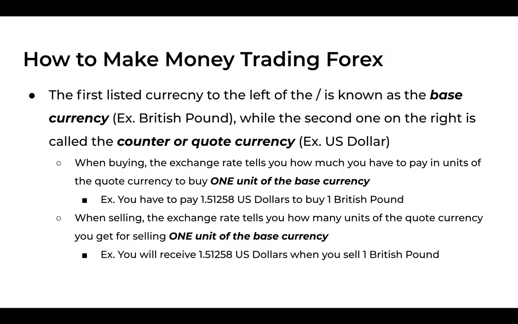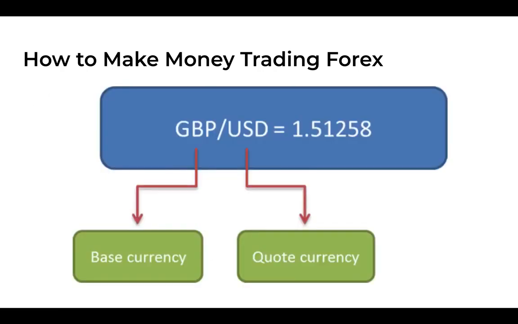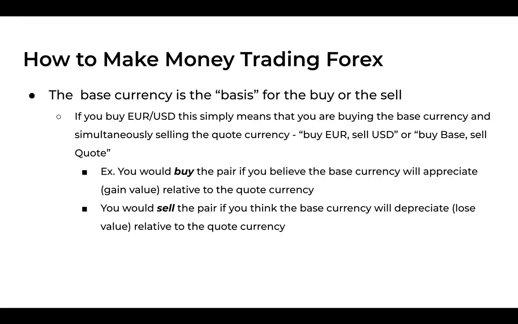And then when selling, the exchange rate tells you how many units of the quote currency you get for selling 1 unit of the base currency. So in this example, you will receive $1.51 US dollars when you sell 1 British pound. So if you decided to short this, you would get $1.51 USD, and you would be selling or shorting the pound. So you're always basically focused on the first currency. That's the base currency. That's what you're deciding to go long or short on, and then you're quoting it in the quote currency. The base currency is the basis for the buy or the sell.